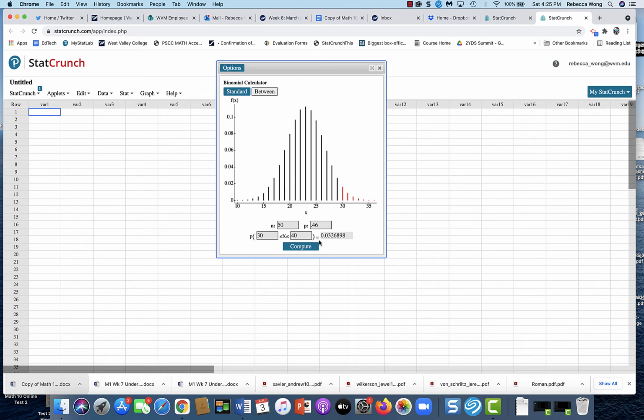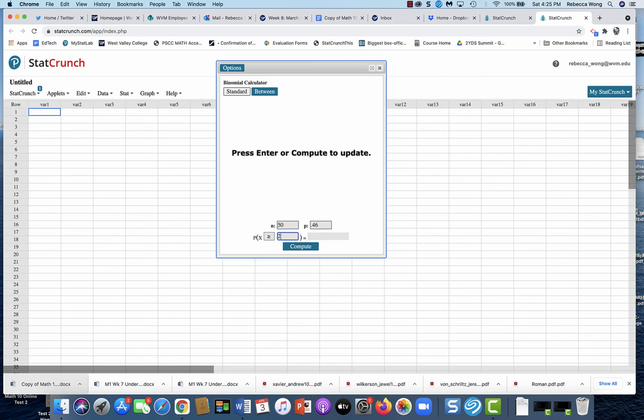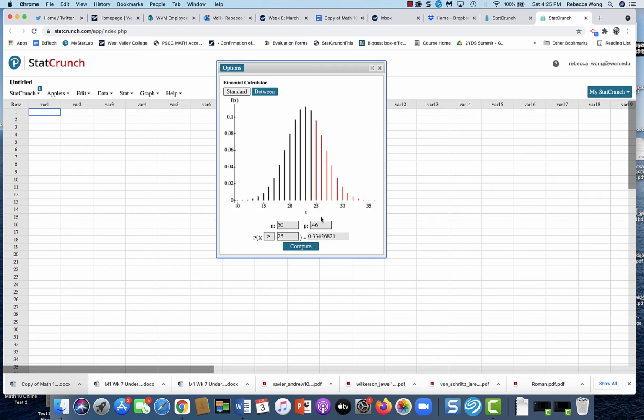For the next one, it's just a standard one. It's not between two numbers. So we have more than 25 use one of these devices, so n is 50, p is 0.46, and more than 25. Now you have to be careful with your choices. Like suppose you accidentally got all excited and picked that one because you recognized that that was a greater than sign. But notice what it did.